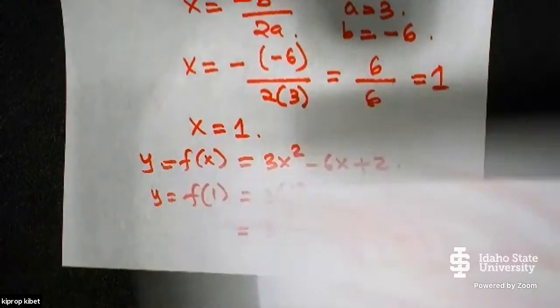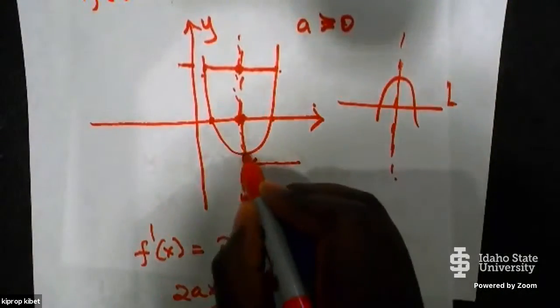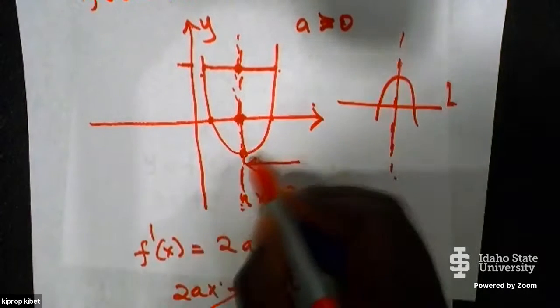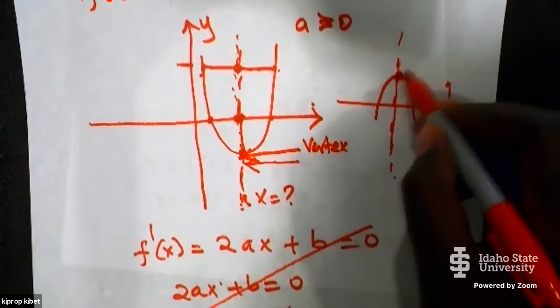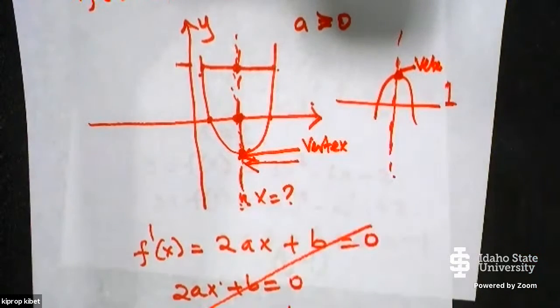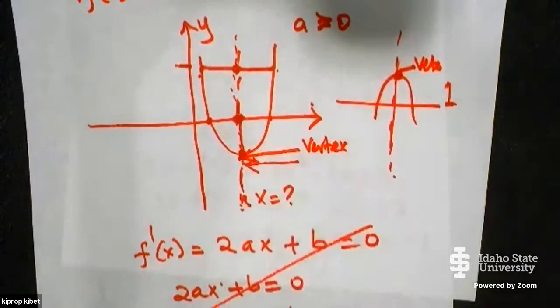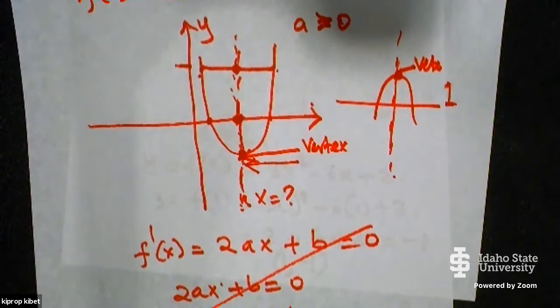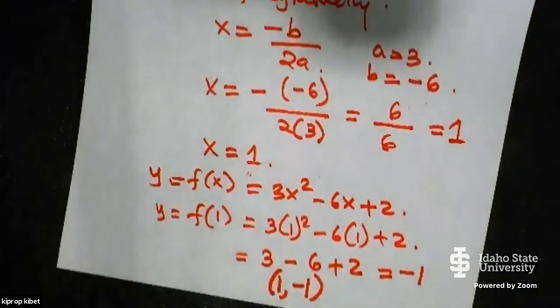Our vertex is this point here. Our vertex is also this point here. At this point, this is the vertex. So that is the point where the graph will curve. All right, so that's how to get the axis of symmetry and the vertex.